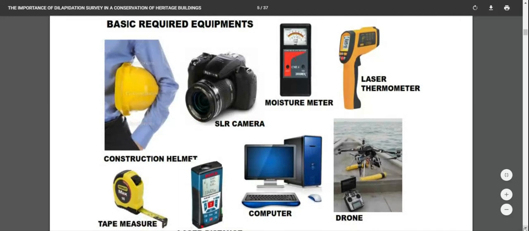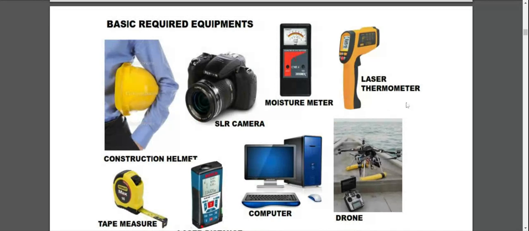This is the basic required equipment. So I'm sure students are very familiar with the condition report. So you are actually very familiar with all these kinds of equipment that are normally used during condition surveying or DLAP survey. If you see from this slide, this is the laser thermometer, moisture meter, SLR camera.